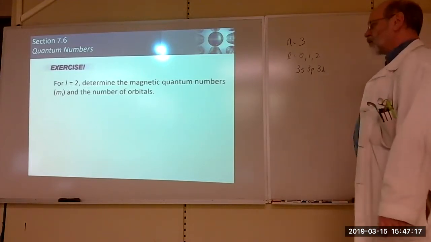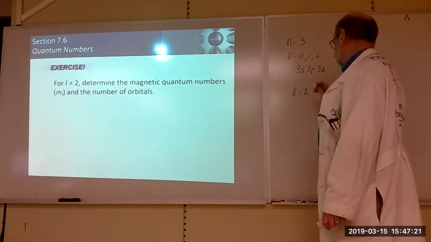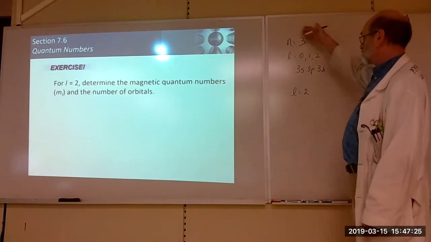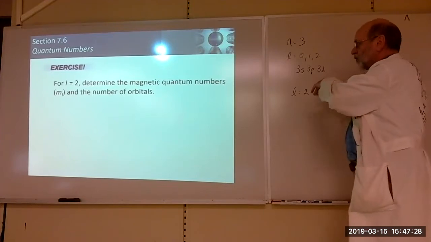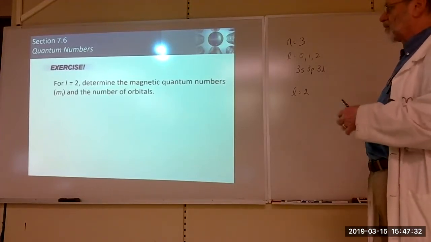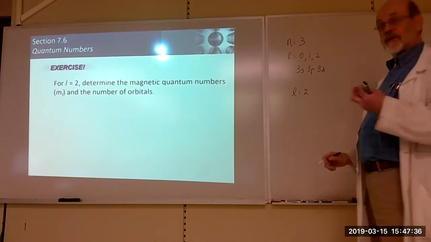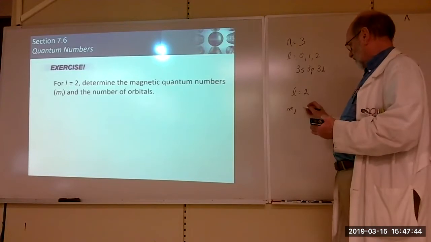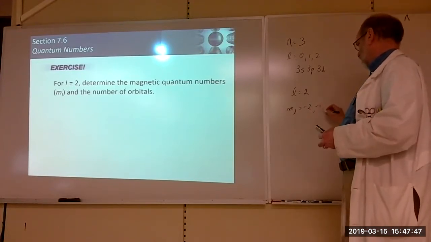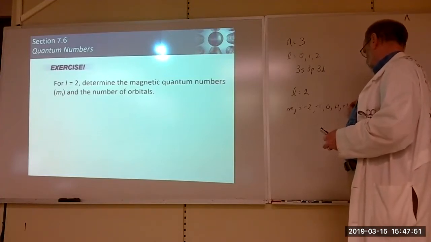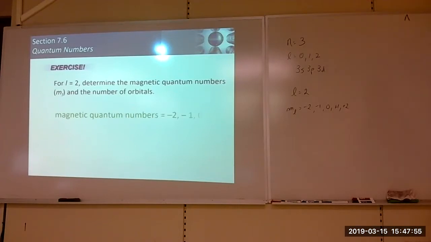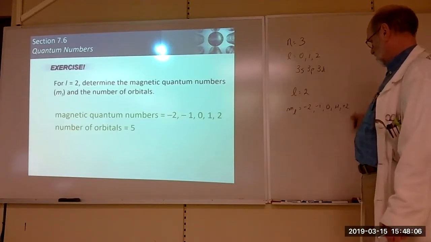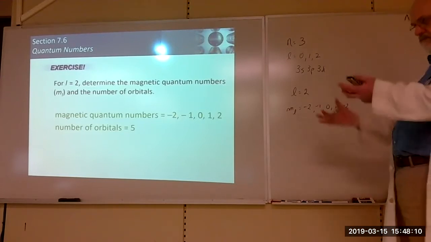So let's take l equals 2. If l equals 2, then it doesn't matter what n is. If we just focus on l equals 2, what are the quantum numbers that are available? Well, remember, for the m sub l's, that's what we're talking about. What are the possible m sub l's? Oh, we've already done that. Minus 2, minus 1, 0, 1, and 2. That's it. So within l equals 2, you can have 5 magnetic quantum number levels.